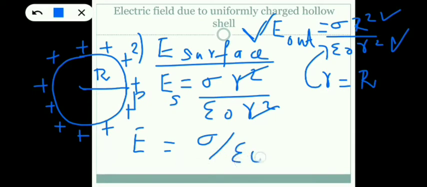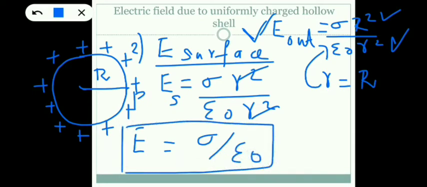Sigma by epsilon naught. And from this expression it is very clear that on the surface, electric field intensity is constant. Why? Because sigma is a constant, epsilon naught is a constant. There is no term involving small r or capital R. So electric field intensity on the surface of the shell is constant.